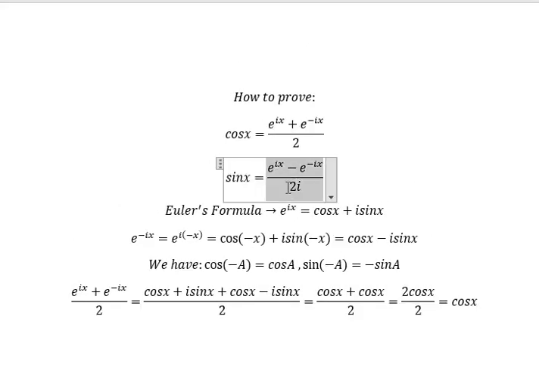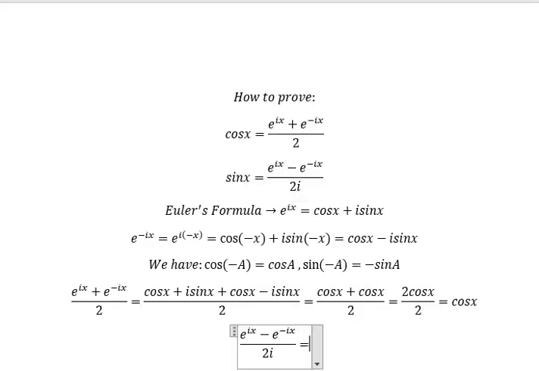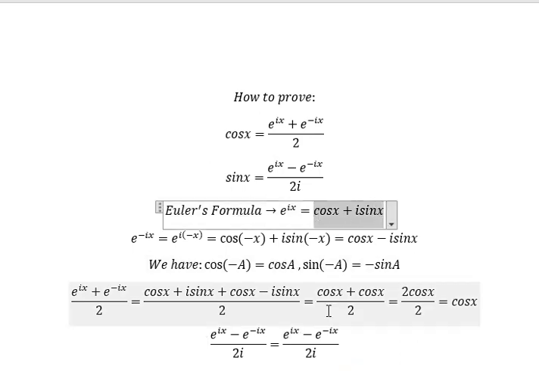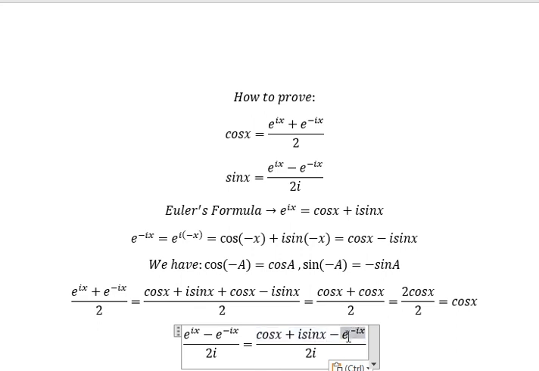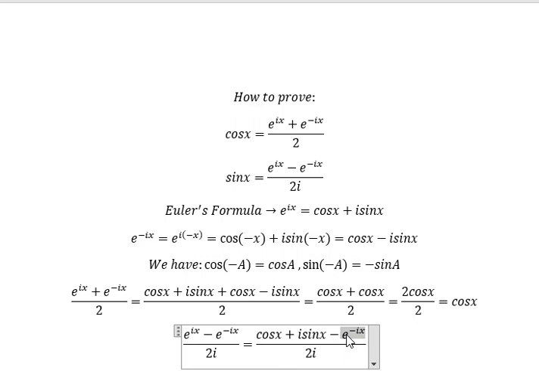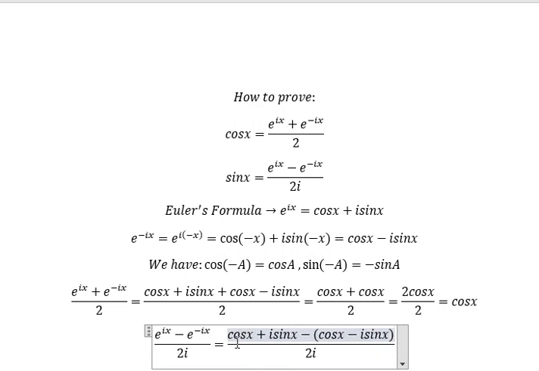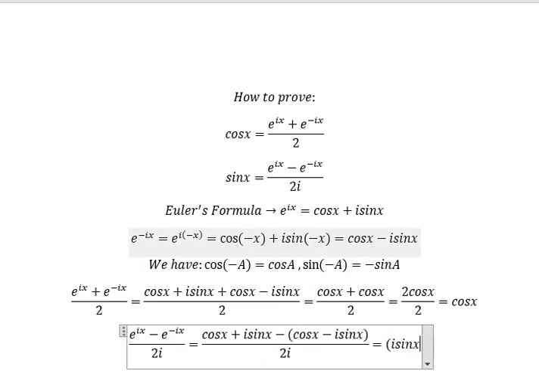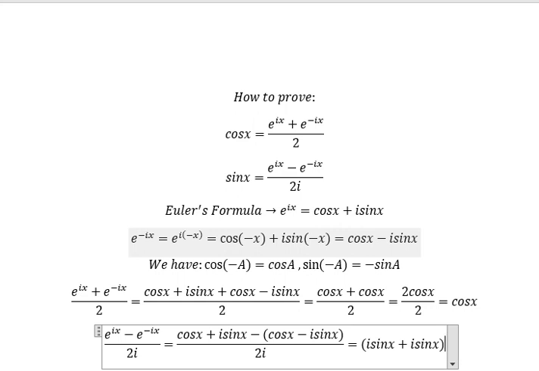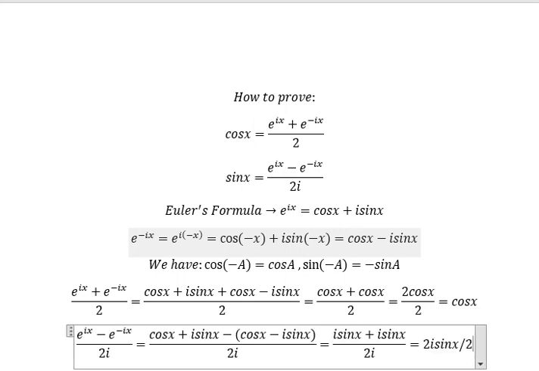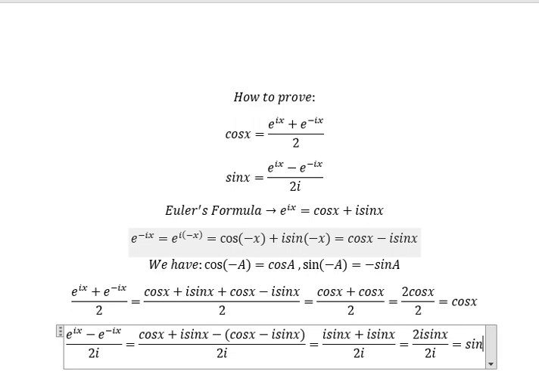Now let's go to the second one. This one, that is about this one. This one, that is about this one. Now, cosine s minus cosine s, we have 0. And now we just have only i sine s plus i sine s over 2i. So we have 2i sine s over 2i. And we have sine s.